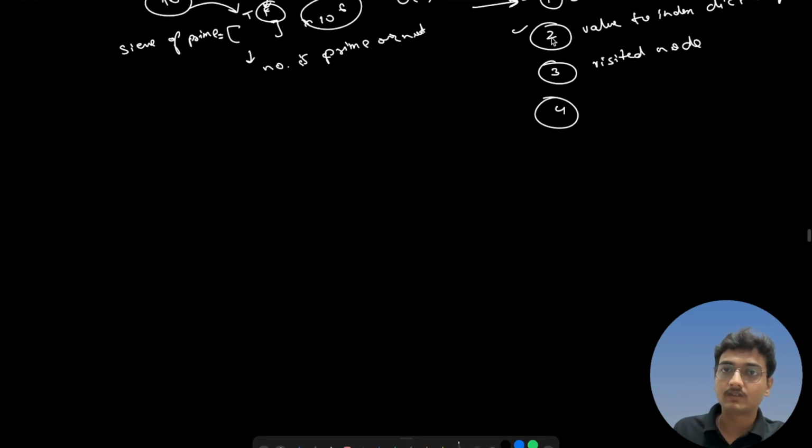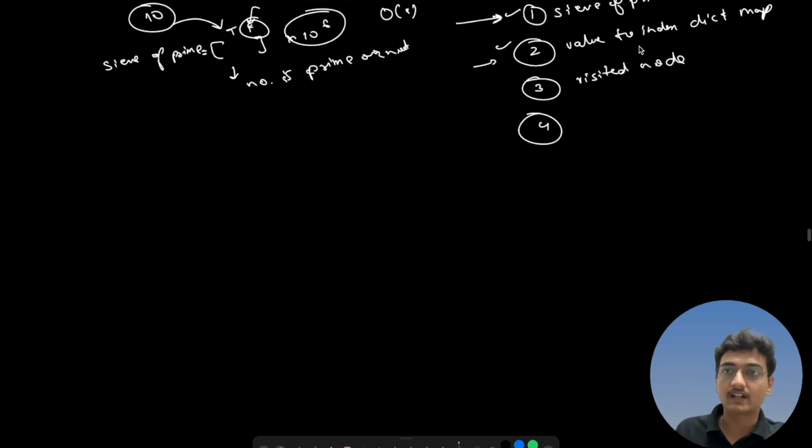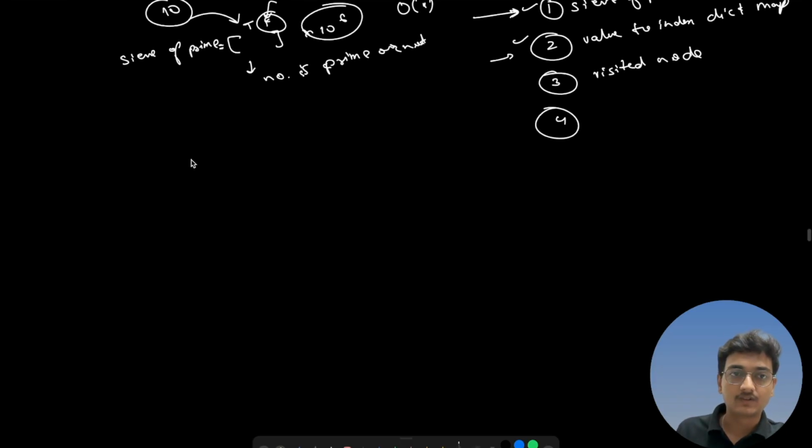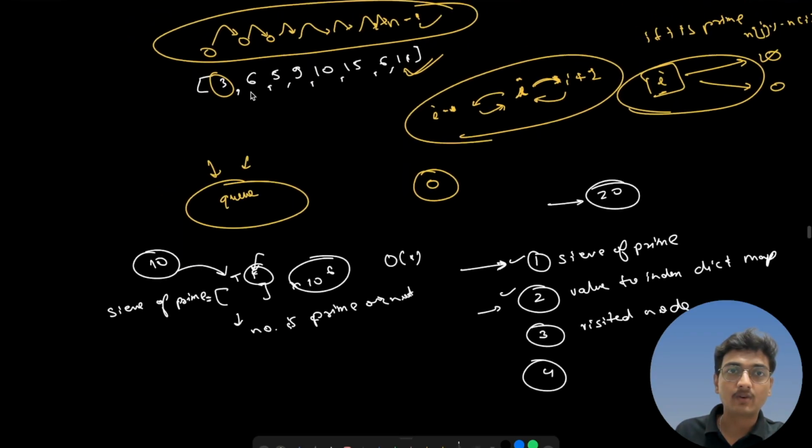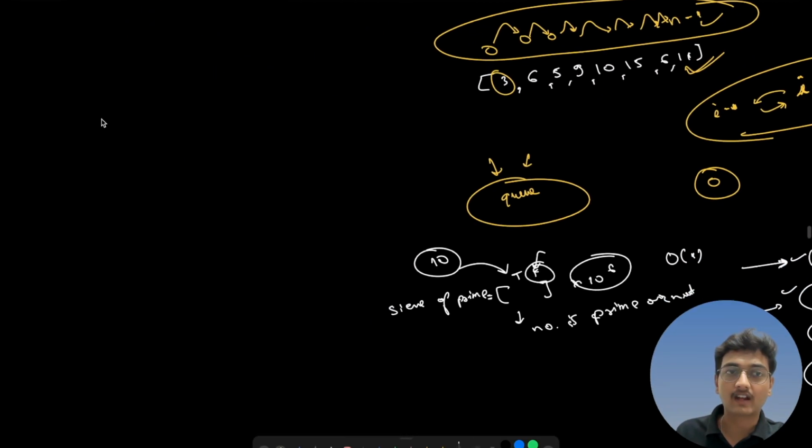Okay. So the next thing I will be building is this value to index dict. Let's try to build for this. This is my test case. So what is value to index? Basically, the keys will be the values of the array, and the dictionary values, I mean map values, will be the indexes of the array.